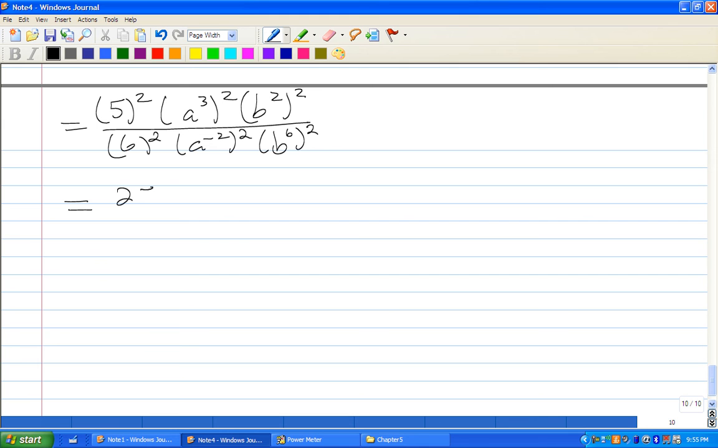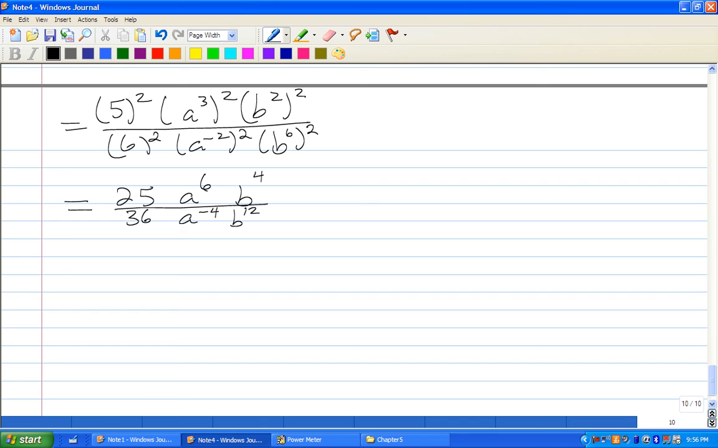5 squared is 25. I have a base to a power, so I just multiply exponents. 3 times 2 is 6. I have a base to a power, so I just multiply exponents. 2 times 2 is 4. 6 squared, 6 times 6 is 36. I have a base to a power, so I just multiply exponents. Negative 2 times 2 is negative 4. I have a base to a power, so I multiply exponents. 6 times 2 is 12.